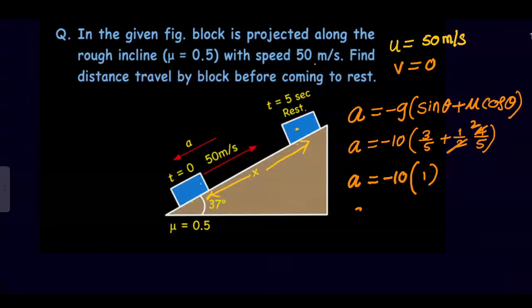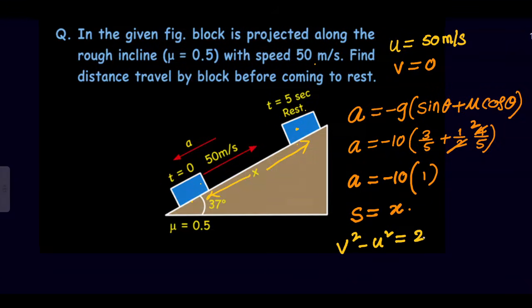Now we need to find the displacement, that is x, we need to calculate. Which formula do we apply now? So v square minus u square is equal to 2as. We need the displacement. V square value, how much now? Final velocity 0. Initial velocity 50 square, which is equal to 2 into a value minus 10, and s value is x. Find the x value.